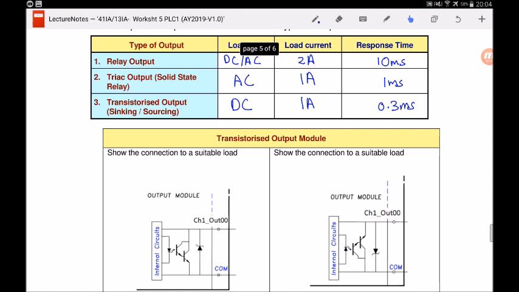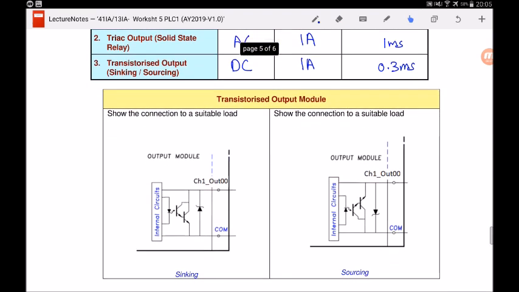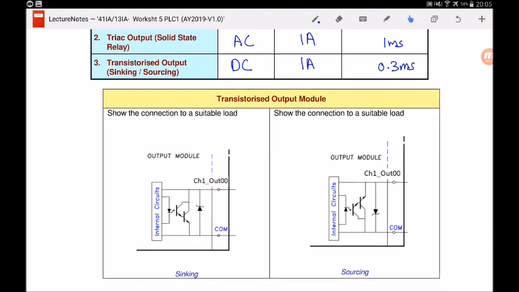We will first take a look at the transistorized output module. Earlier I learned that it can only support DC load. It can only support DC load.